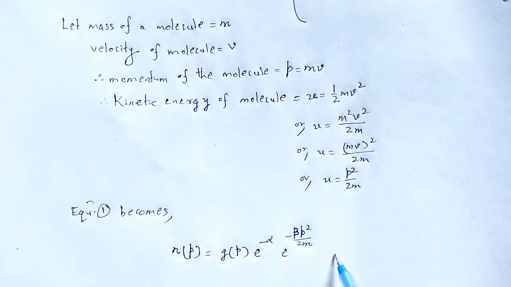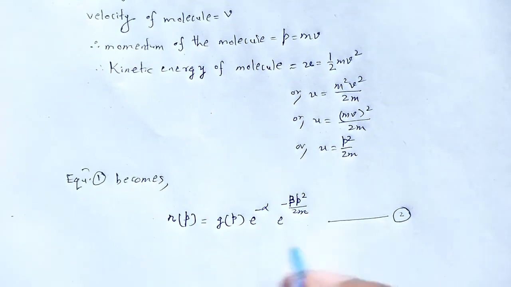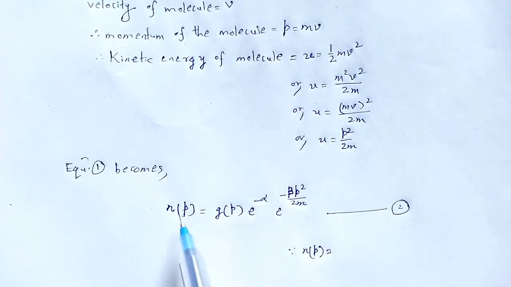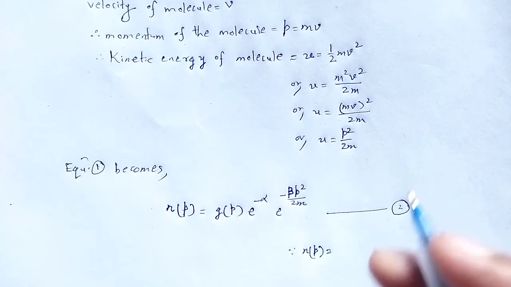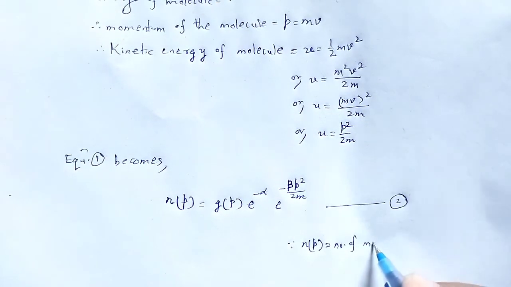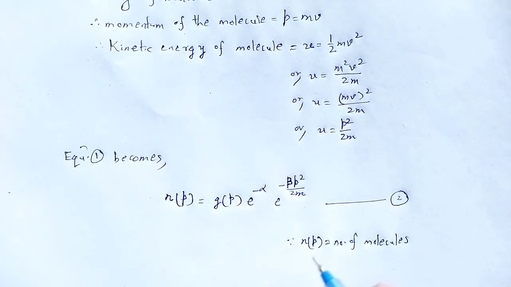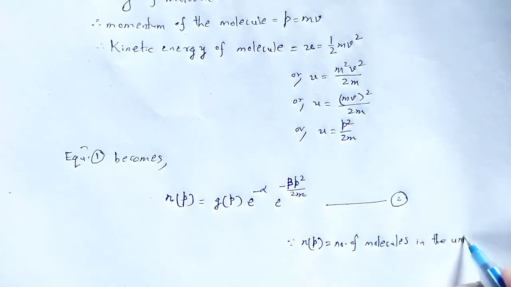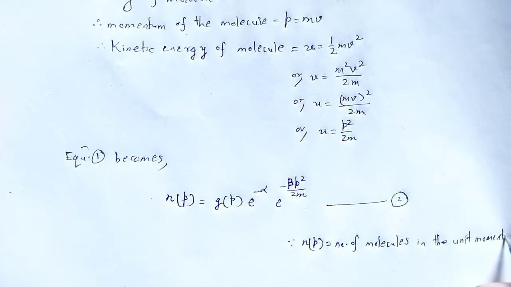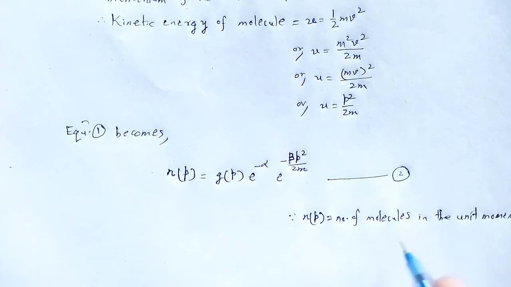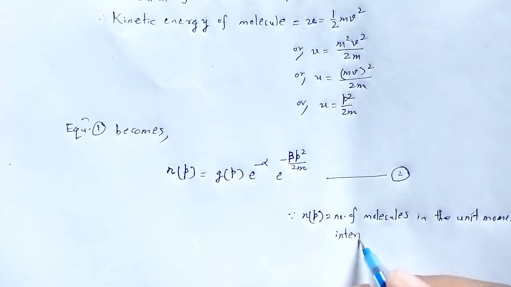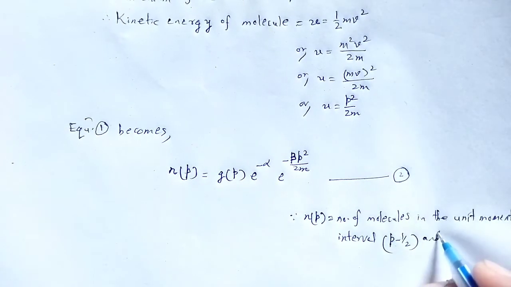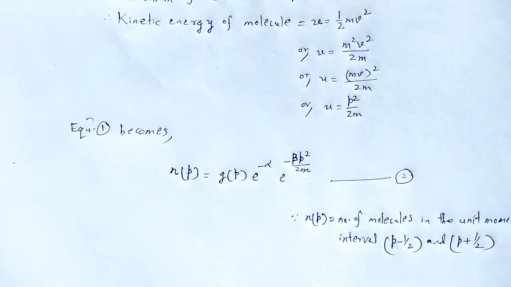What exactly does that equation indicate? Np is the number of molecules in the unit momentum interval, that is p minus half and p plus half.